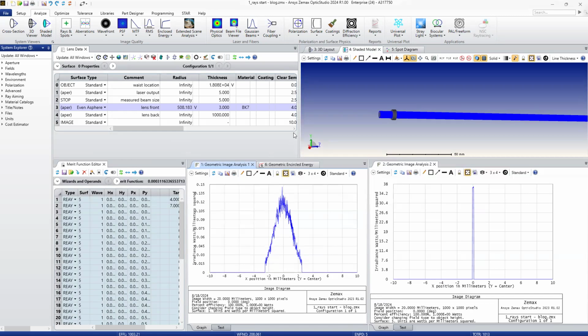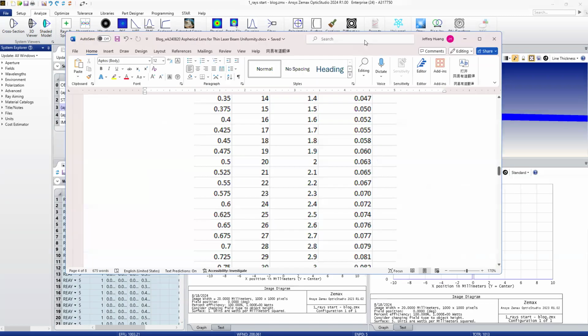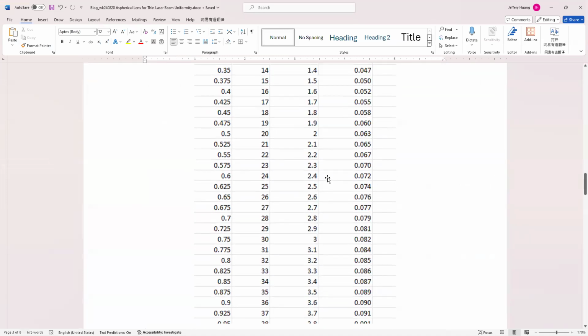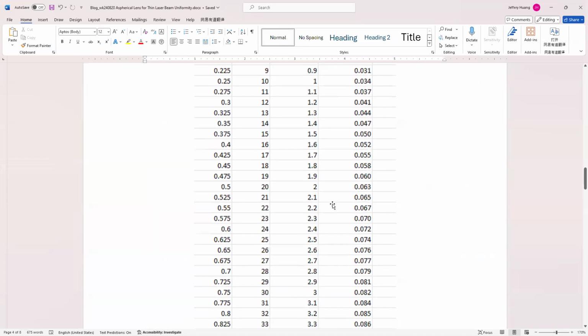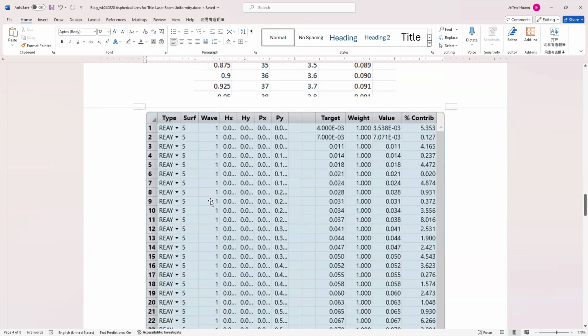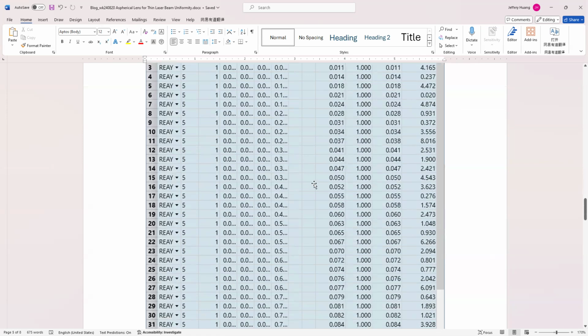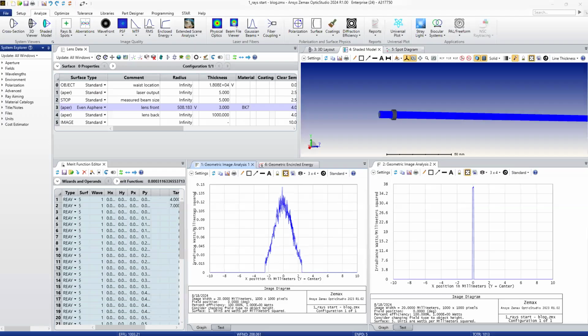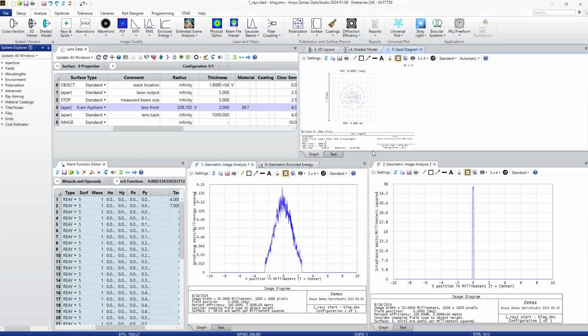Okay, and from here, the numbers and the steps that are used in this collimation are calculated like this. And when we have these calculated coordinates, they are input into the memory function in 40 steps, okay? And this shows the original input light beam profile, that you can see from here. This is from object surface number one. So this is not so uniform.